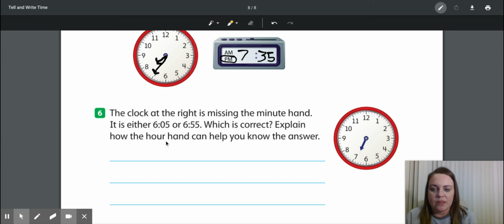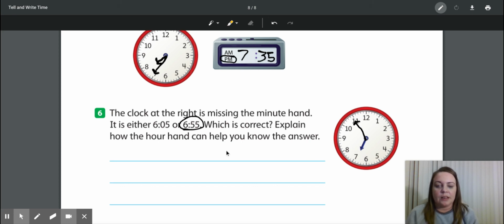All right, so the one that is correct is 6:55 because that hour hand is closer to the 7. If we wanted to put the minute hand in, we'd start at 12, and we count by 5s. 5, 10, 15, 20, 25, 30, 35, 40, 45, 50, 55. So the long minute hand, the big hand on the clock, would have to be pointing right there, just like that. And it is 6:55, so it's 5 minutes until 7.